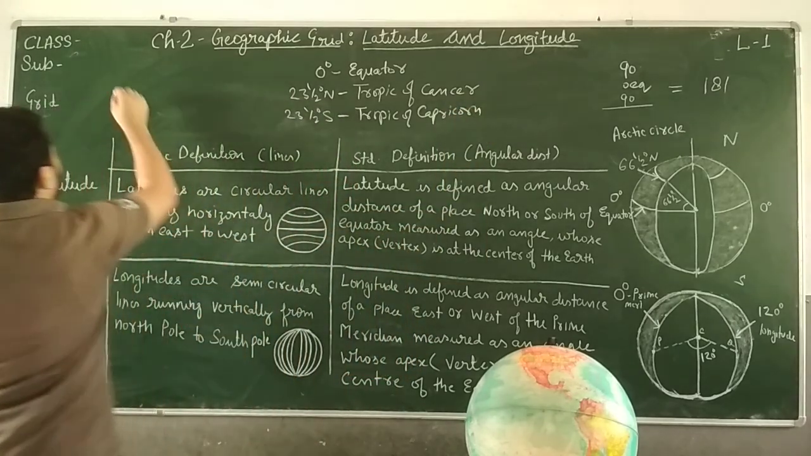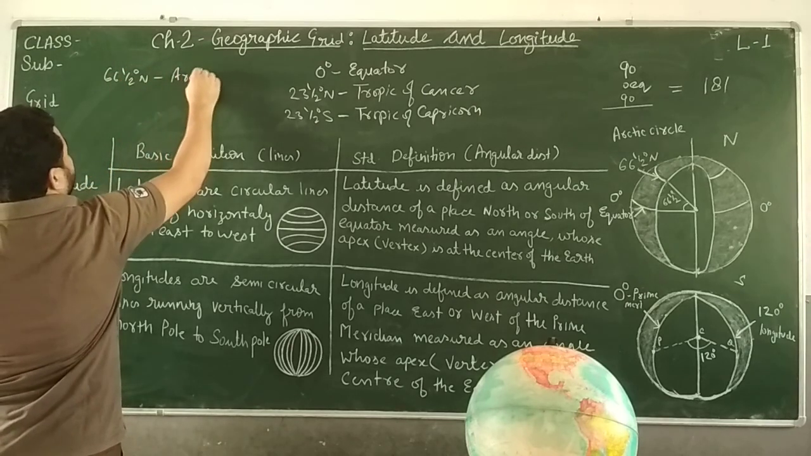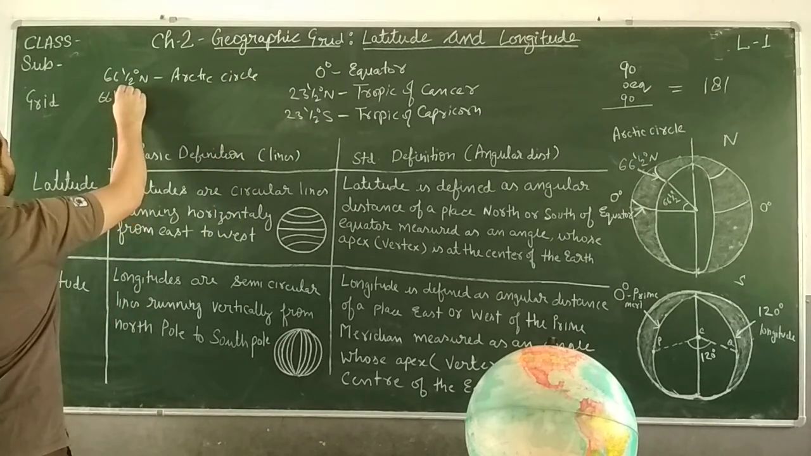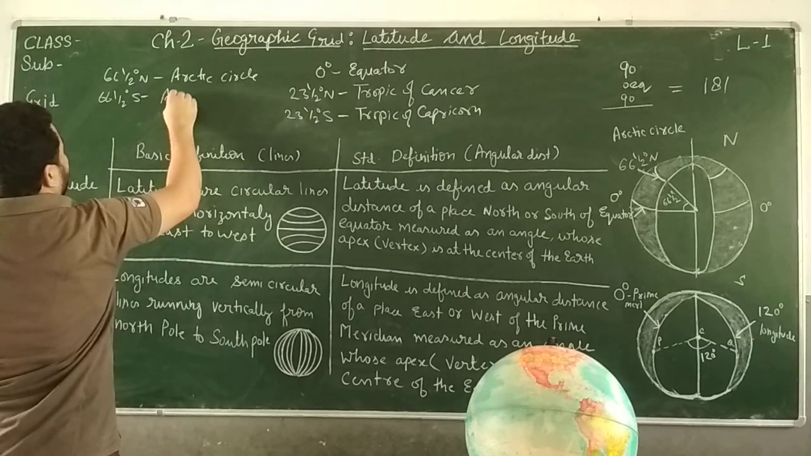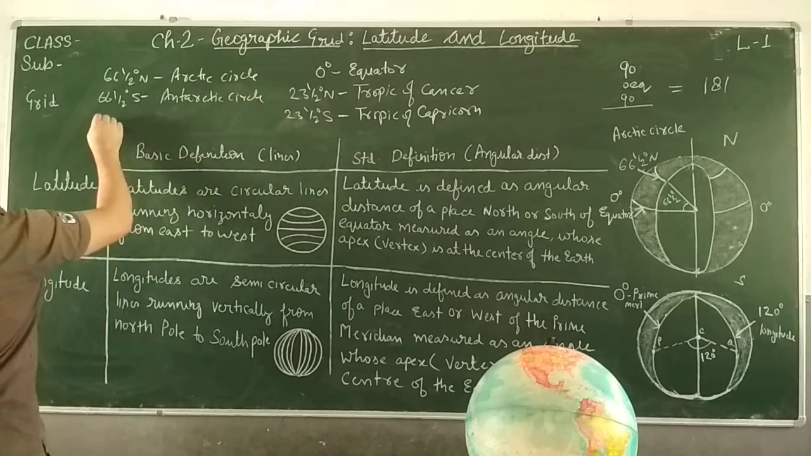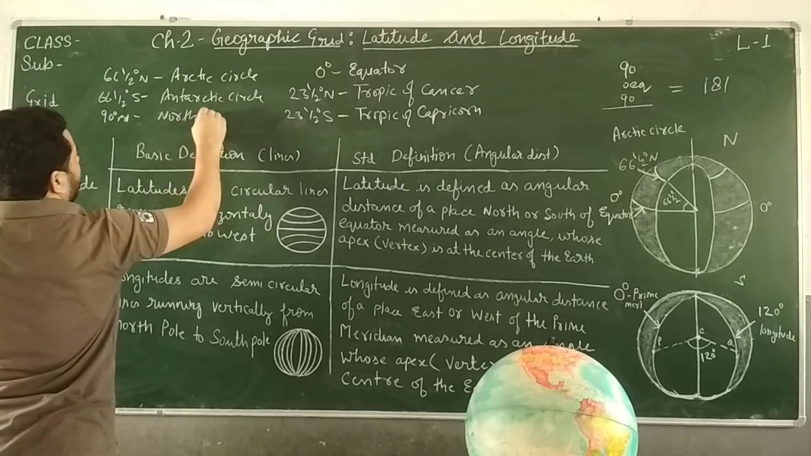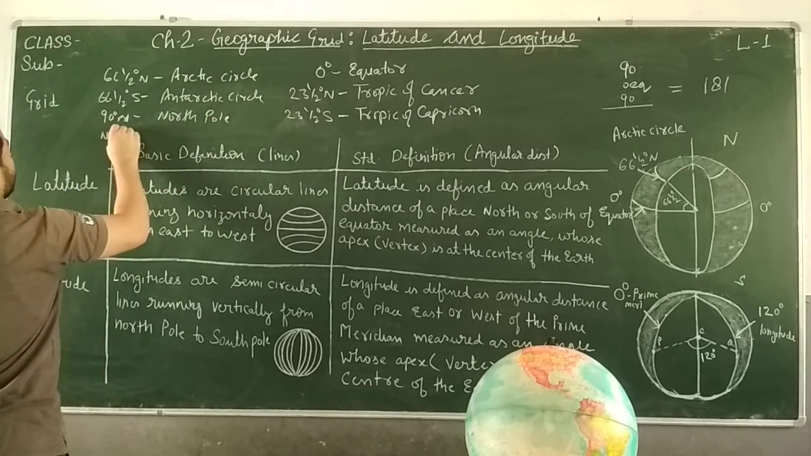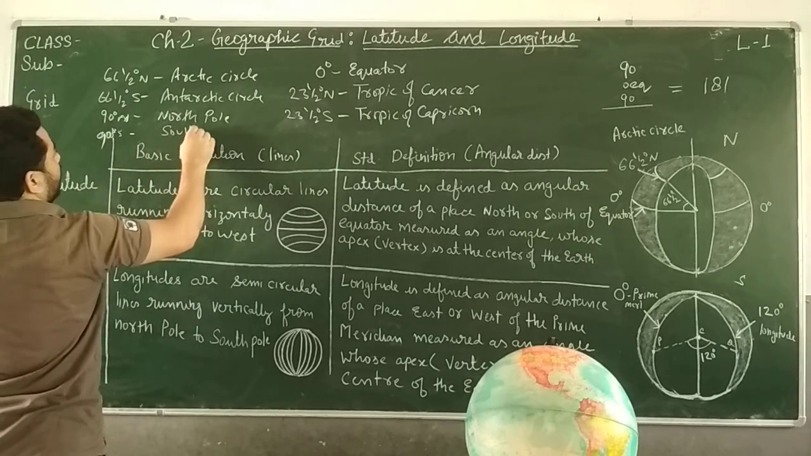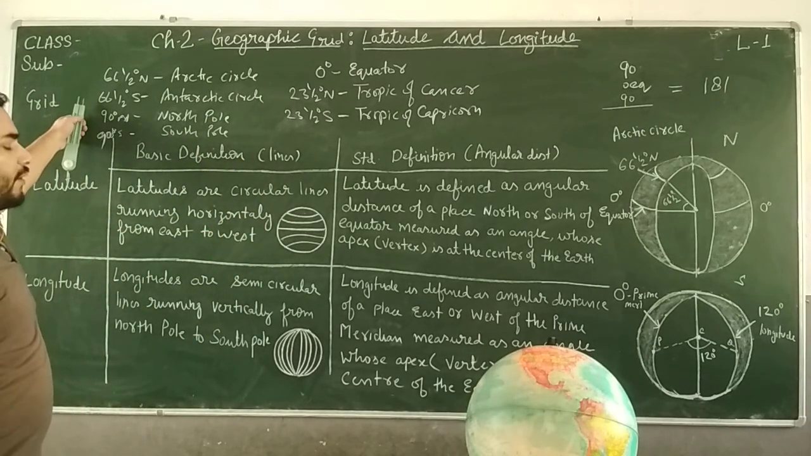Then 66.5 degree north is called the Arctic Circle. And 66.5 degree south is called the Antarctic Circle. Then 90 degree north is called the North Pole, and 90 degree south is called the South Pole, right? These are the main lines of latitudes.